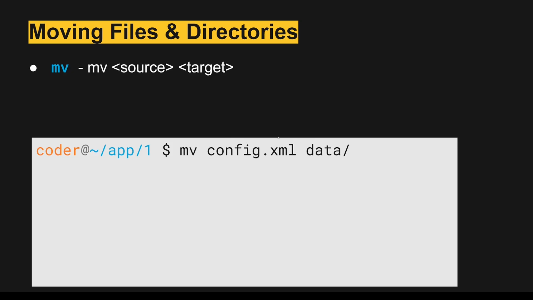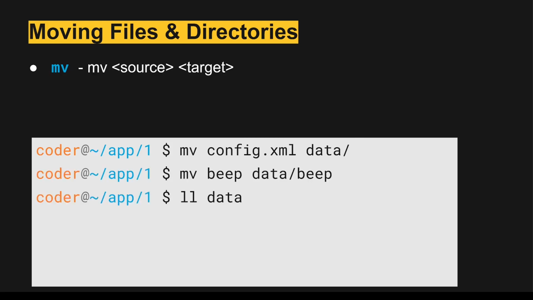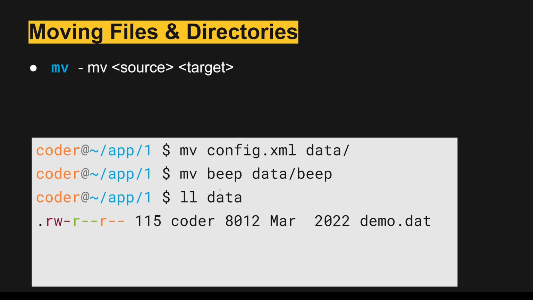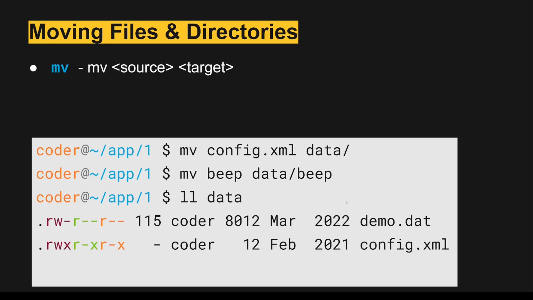This would move it, meaning that it would remove the current config.xml in the current directory and place it into data. So if we did a move of beep into data/beep and then did an ll data, we would see our file config.xml that we moved, and there is the directory beep that we moved. So the main thing to remember is that it goes from source to target.